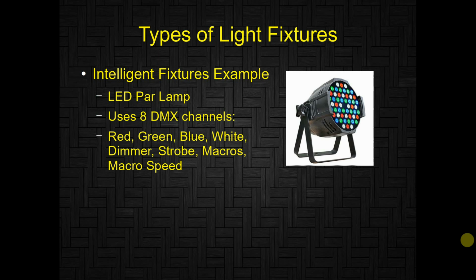So this lighting console is telling it how bright the red, green, blue, and white LEDs should be, and then overall the dimmer, how bright the fixture should be overall, and then also some extra things like should it flash, should it strobe, and then there's some other things like lighting macros where you can have the light go through a series of color changes on its own, and then the speed of those macros. So a lot more information is being fed into this light then. In this case, it's 8 channels: red, green, blue, white, dimmer, strobe, macros, and macro speed.